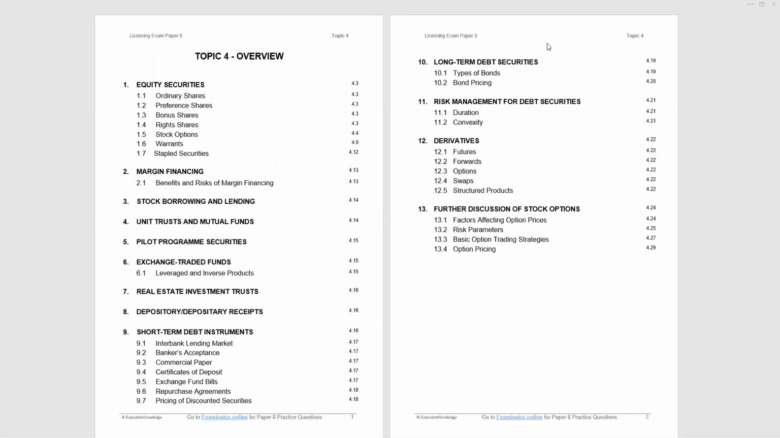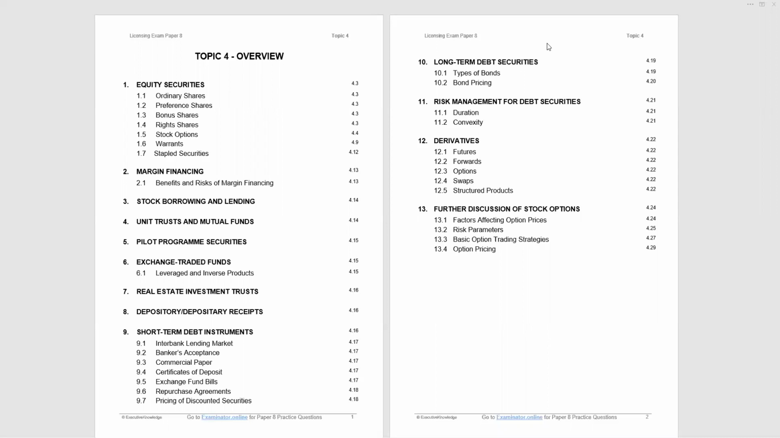So topic 4, looking at the overview on the screen, equity securities. Now there's a lot of material on different aspects of equity securities. Then we'll consider margin financing. Good chance you'll have a question on margin financing. And then we go through a number of other topics all the way through to further discussion of stock options.